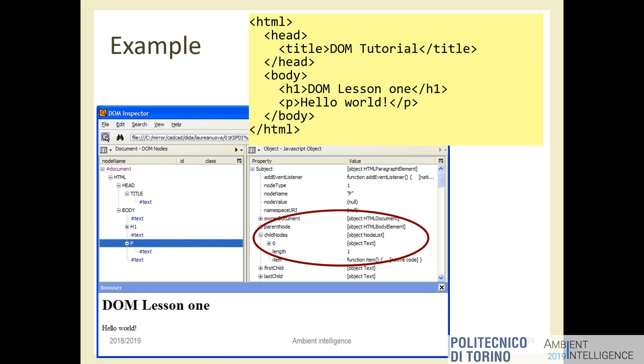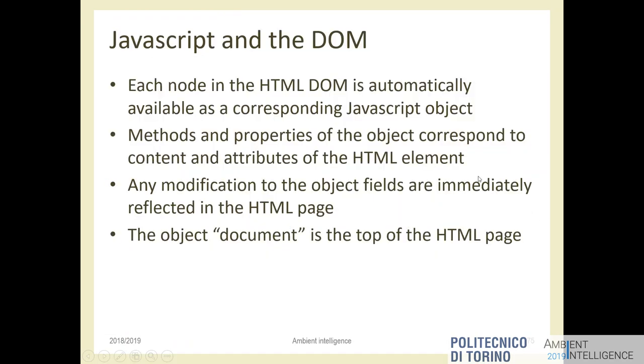So if you start from document, you find the child nodes. From HTML, you find the two children nodes, and so on. So there's a long list of properties for DOM objects, and every DOM object is automatically linked bidirectionally with the web page. So the value of the attributes of the objects represents in real time the actual content of the page. If the user modifies the content of a page, the attribute will change immediately, and vice versa.